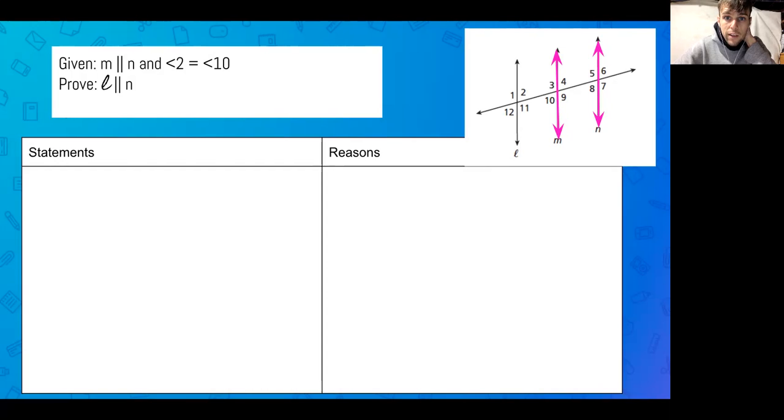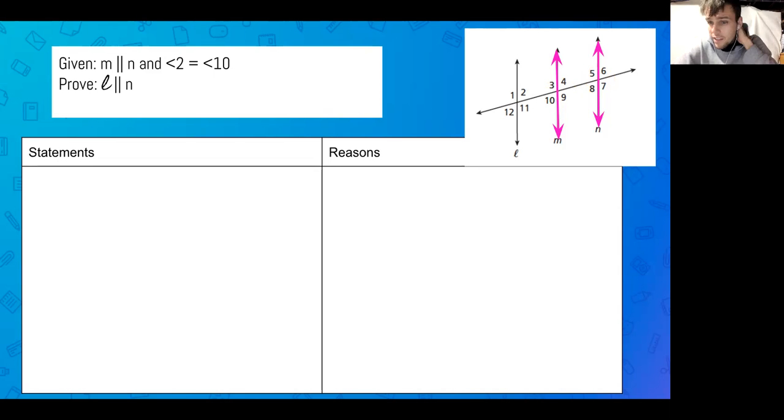Let me just kind of highlight those real quick. So we can use corresponding angles and such to connect angles in between here and here. And our goal is to demonstrate that line L, so this one here, is parallel to N. So remember, to do so, that means we're going to need to show that we have some corresponding angles or alternate interior or anything like that that has the relationship that they're supposed to have.